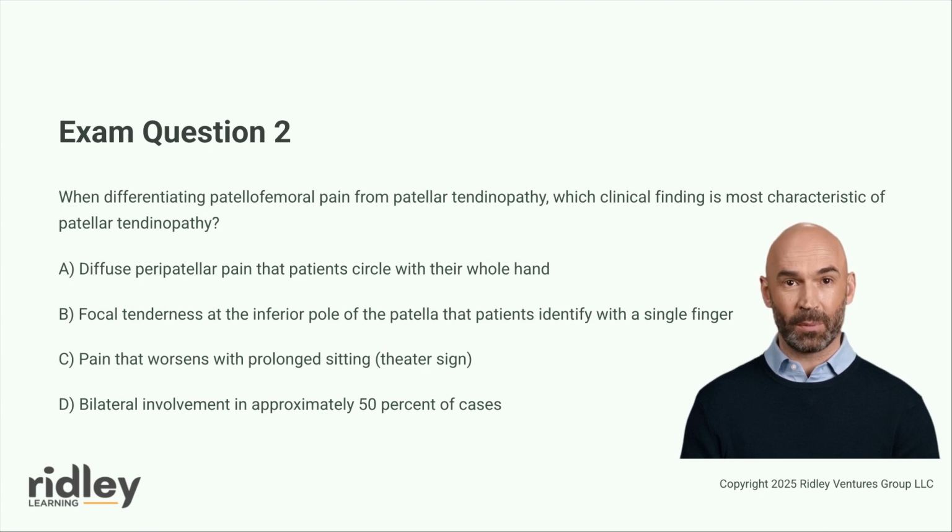Rationale: the distinction between patellofemoral pain and patellar tendinopathy is an essential differential diagnosis skill for clinicians. Patellar tendinopathy, sometimes called jumper's knee, characteristically produces pain localized specifically to the inferior patellar pole where the patellar tendon originates. Patients with this condition can typically point to their pain with a single finger, demonstrating the focal nature of the pathology. In contrast, patellofemoral pain syndrome typically produces more diffuse, periarticular discomfort that patients often describe by circling the entire kneecap with their hand.